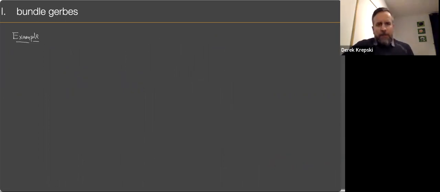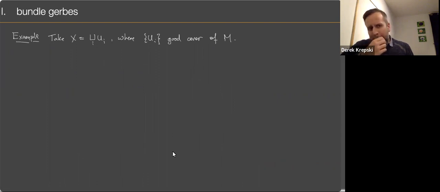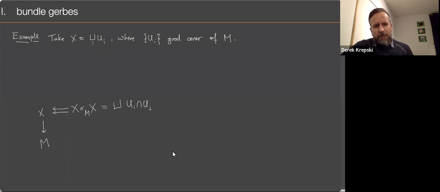So let's just look at a quick example. In fact, this example is pretty close to one of the examples we saw in the previous talk. So let's take X to be the disjoint union of open sets of a cover of our manifold. And so how do things pan out here? Well, the fiber product then will just be the disjoint union of the intersections, UI intersect UJ. And now what we'd like to do is find some principal S1 bundle that sits over this. But because we chose a good cover, of course, we may as well choose a trivial bundle. So something like the disjoint union of the UI intersect UJ times S1.